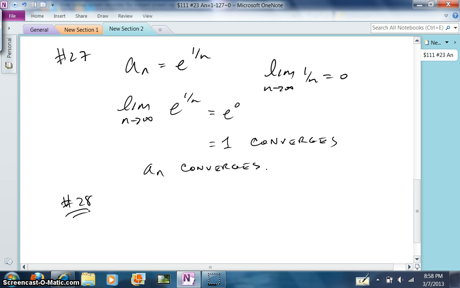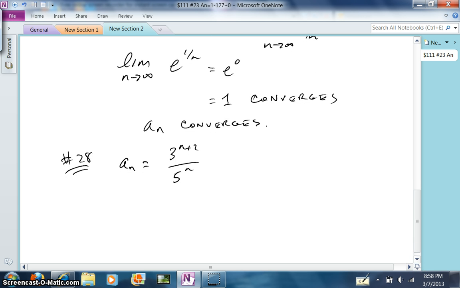28. This isn't assigned. This isn't one of the assignments, but this is a good one to go over because this is the kind of thing that, if you get it on a test, is kind of confusing because it's got some exponents, and if you haven't practiced them ahead of time, they can be a little tricky.